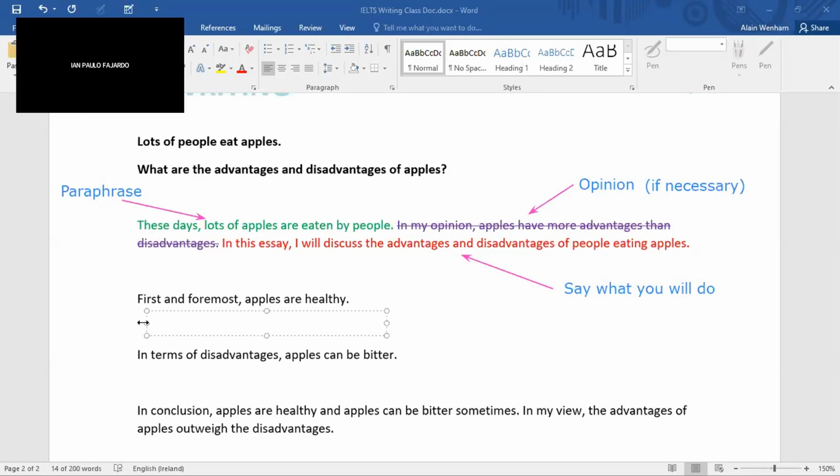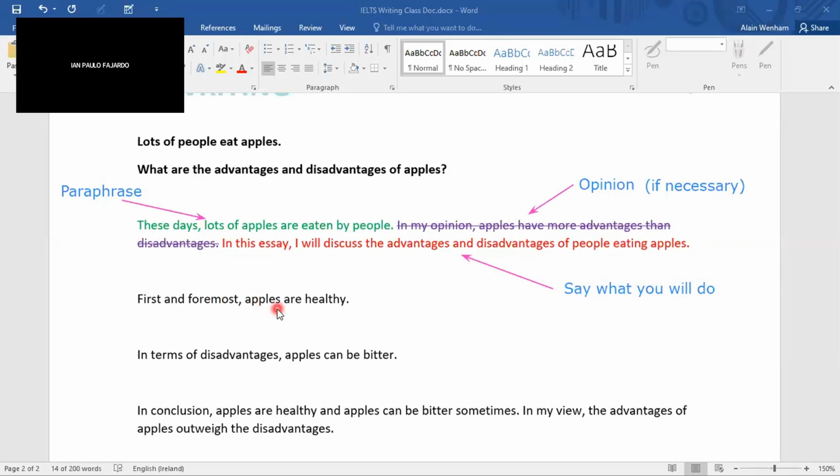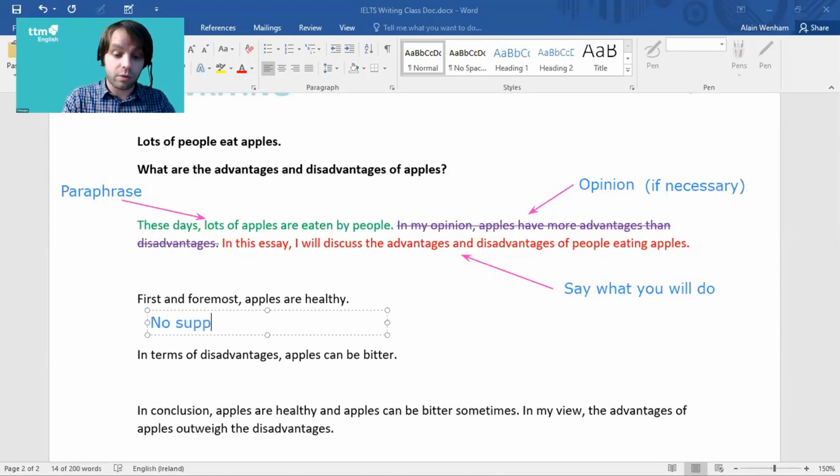Hello, sir. Ian, we've just talked for a long time about the word support. What's the problem here? Yes, sir. There's no supporting idea. There's no support, right? And this is the key. This is the key to task achievement. Okay? And there's no support here.